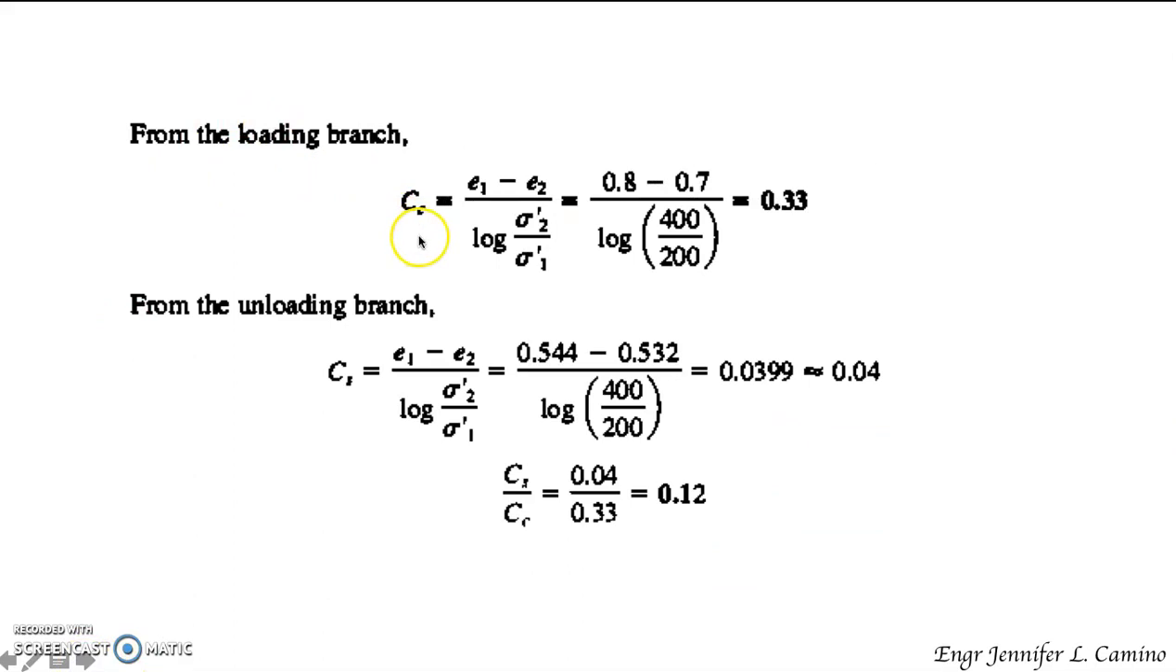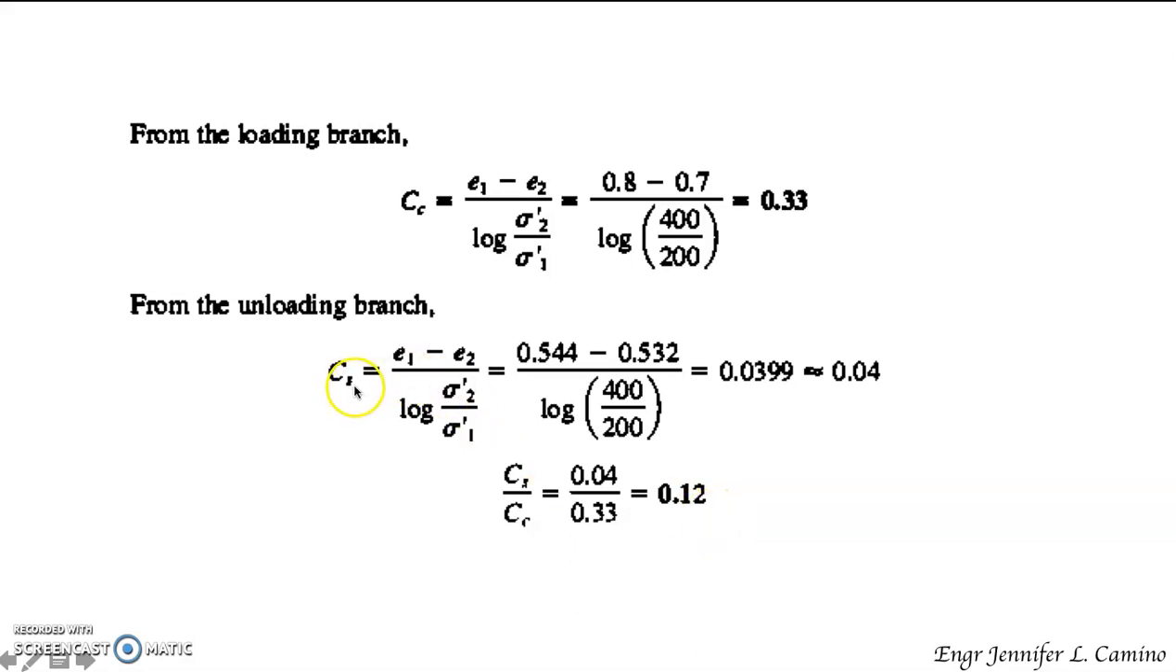So for the loading branch, your compression index given by this equation, you simply have to substitute the value for void ratio, and that gives us 0.33. For the unloading branch, you have this equation, and it gives us the value of 0.04. And the ratio between swell index and compression index, that is 0.04 and 0.33, gives us 0.12.